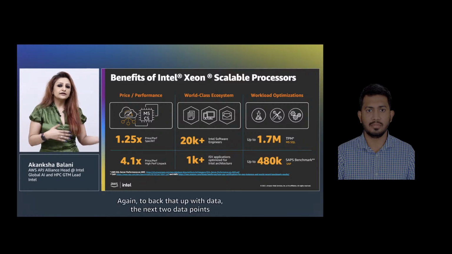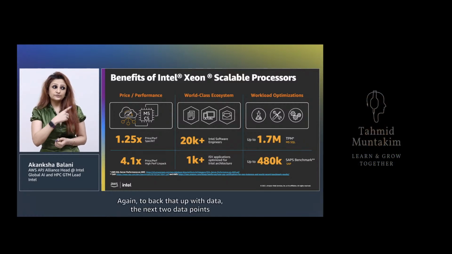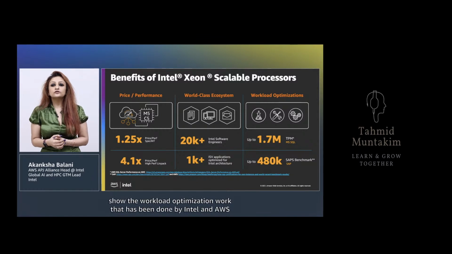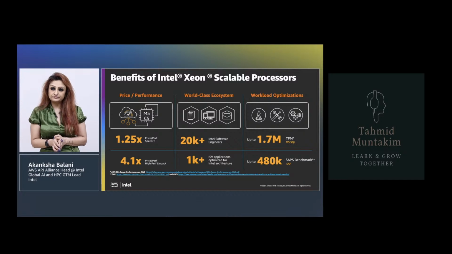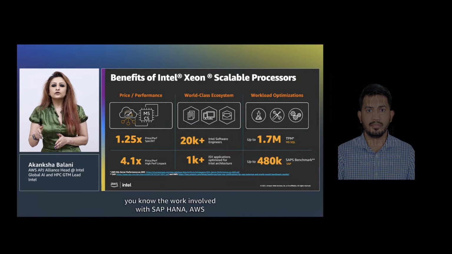Again, to back that up with data, the next 2 data points show the workload optimization work that has been done by Intel and AWS to deliver up to 1.7 million transactions per minute on MS SQL. For those of you who work with databases, you know the work involved with SAP HANA.